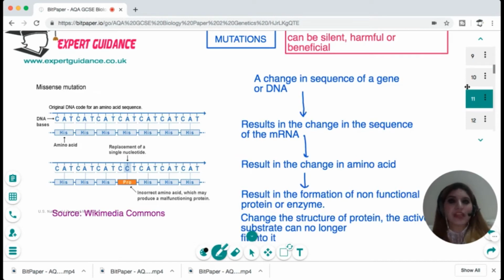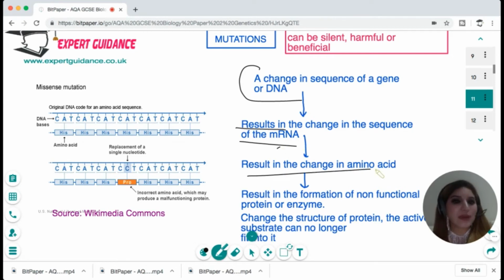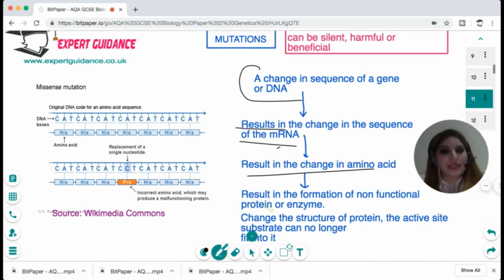Now, you must have seen that DNA forms an RNA, and RNA makes a protein that gives the expression. So what happens if there's a change in the sequence of DNA? It results in a change in the sequence of mRNA. If the mRNA is changed, the amino acid gets changed. And when the amino acid gets changed, it results in the formation of a non-functional protein or enzyme, and that protein will have a different structure and the active site will be different, so the substrate can no longer fit to it and it can be non-functional.